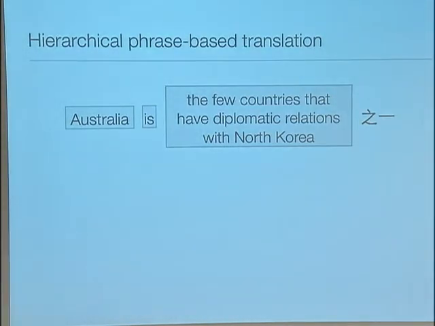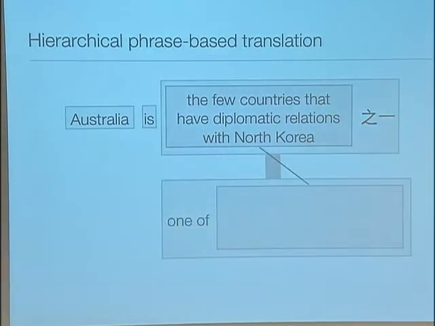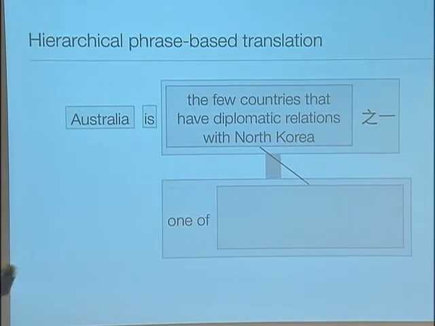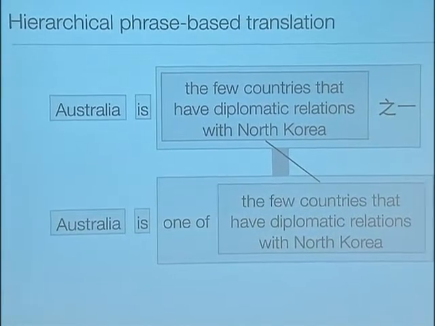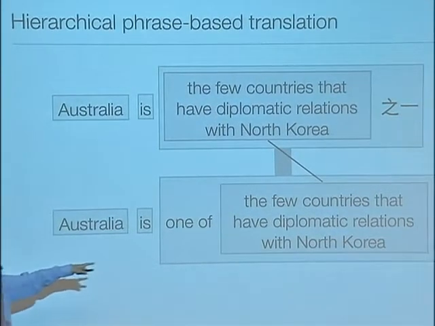And we bring in one more rule that says this word zhi means one of, but in Chinese it comes after the thing that it's one of. In English we put the one of before. And so this last rule will finally take that big block and swap it with zhi and give you the desired translation. Australia is one of the few countries that have diplomatic relations with North Korea. Okay? That was kind of a compressed introduction to Hiero, but I hope that makes sense to people.